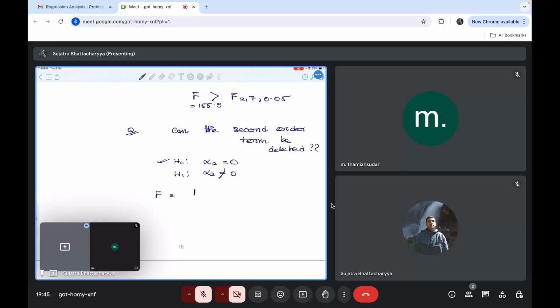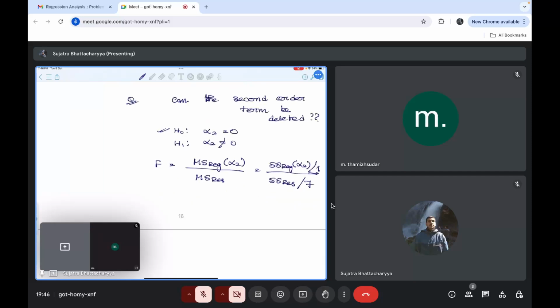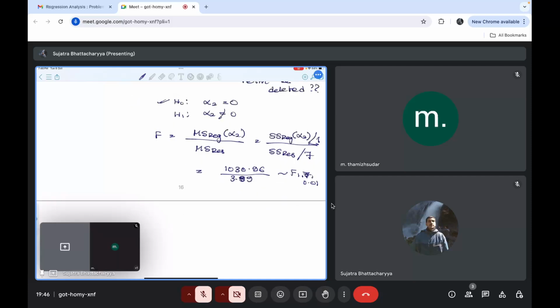So F will be simple. MS regression of alpha 2 divided by MS residual of the full model, which is SS regression of alpha 2 by 1, because the degree of freedom of each SS regression is 1, and SS residual by 7. So you get 1030.96 divided by 3.98 or 89. That is F with 1 comma 7. You can write 0.01 or 0.05, whatever. So it will be 265, which is much greater than 5.5.